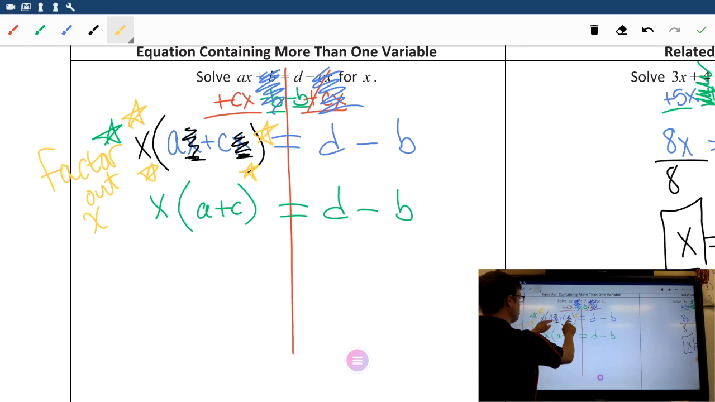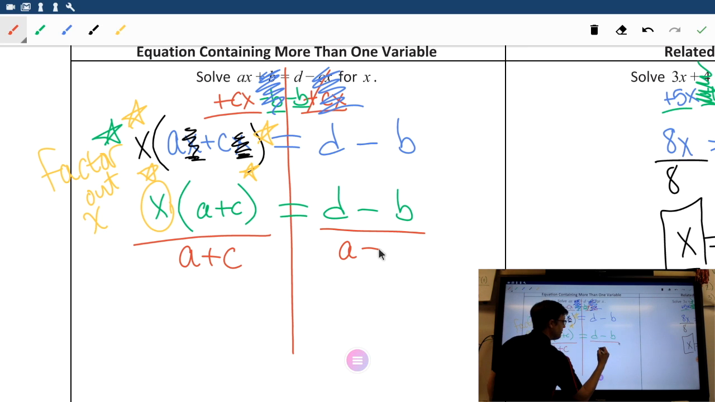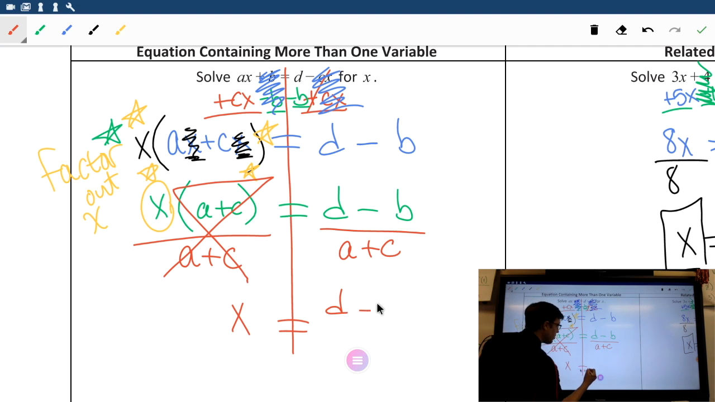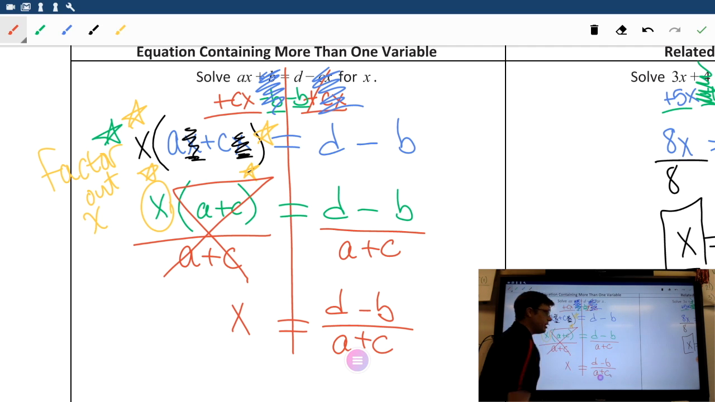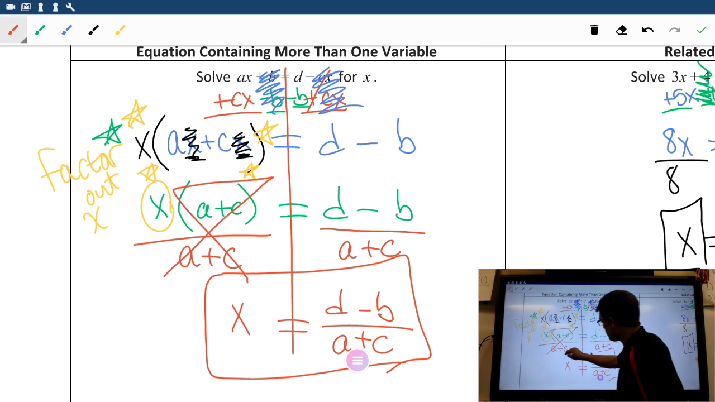If it's located in two spots, factor out an x, and now you have x located in just one spot, and it's multiplying. So to cancel multiplication, use division. Divide by a plus c. And that's gone, and you're left with x equals d minus b over a plus c. That's it. You're done. I should box it.